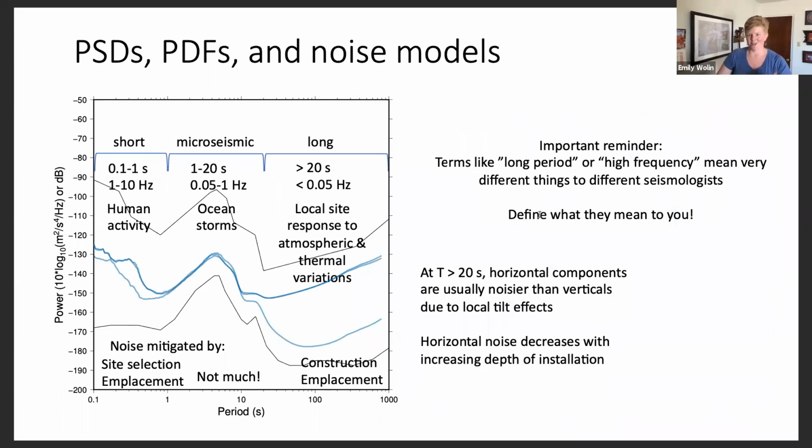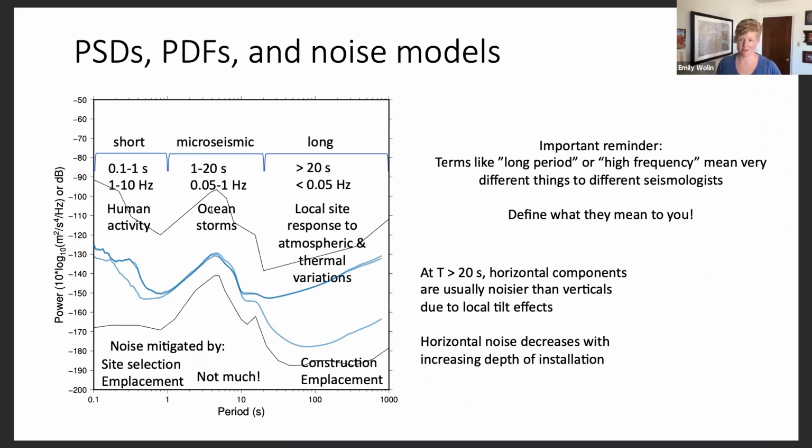Okay. A short note about PSDs and PDFs and noise models, and also when you're talking about frequency ranges. In general, these are the bands that I use when I'm speaking as a network manager focused on broadband instruments. Short periods, high frequencies to me are anything above 1 Hertz. This is mostly caused by human activity. If you want to get away from that noise, you can mitigate it by selecting your site carefully, and a little bit on the emplacement. If you can afford to put in a deep borehole, you get further away from your noise sources on the surface. That helps knock down the high frequency noise in this band, the 1 to 10 Hertz band. For microseisms, generally 1 to 20 seconds.